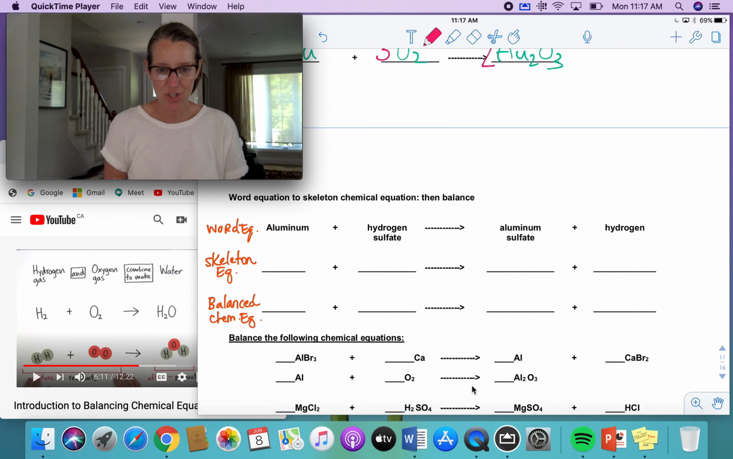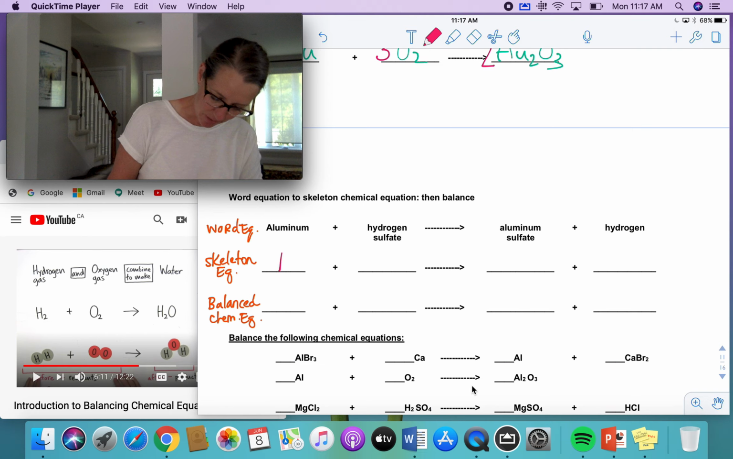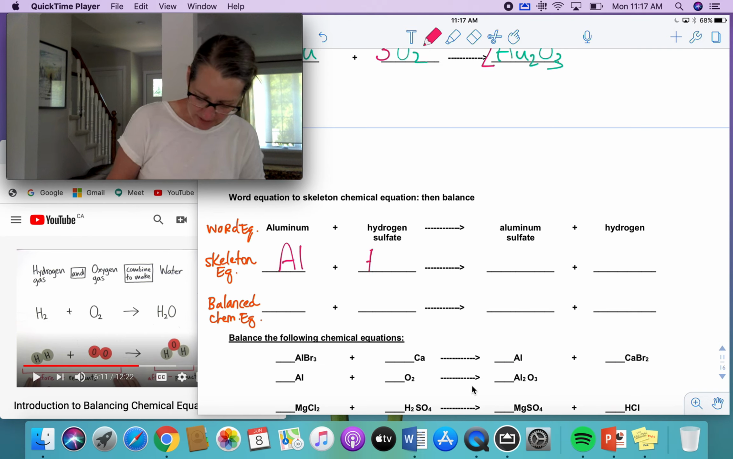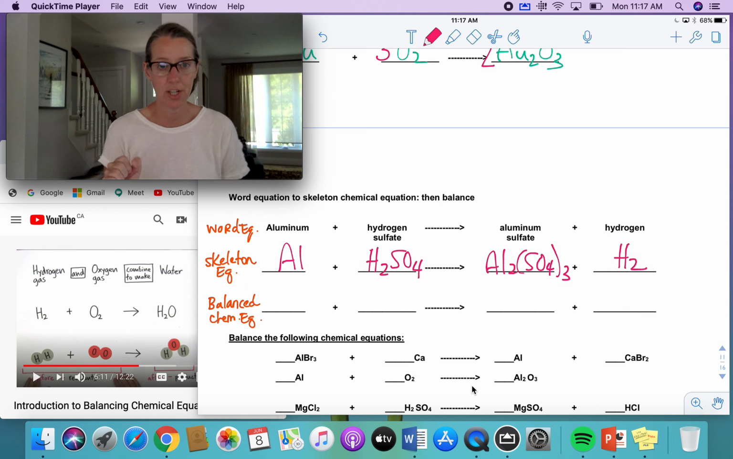Aluminum and hydrogen sulfate produces aluminum sulfate and hydrogen gas. Pause the video, do your skeleton equation, and then let's balance and then check. Okay? Here I go. Aluminum. Hydrogen sulfate, H2SO4. Aluminum sulfate, Al2(SO4)3. Hydrogen, H2. This is a good and tricky one, right?